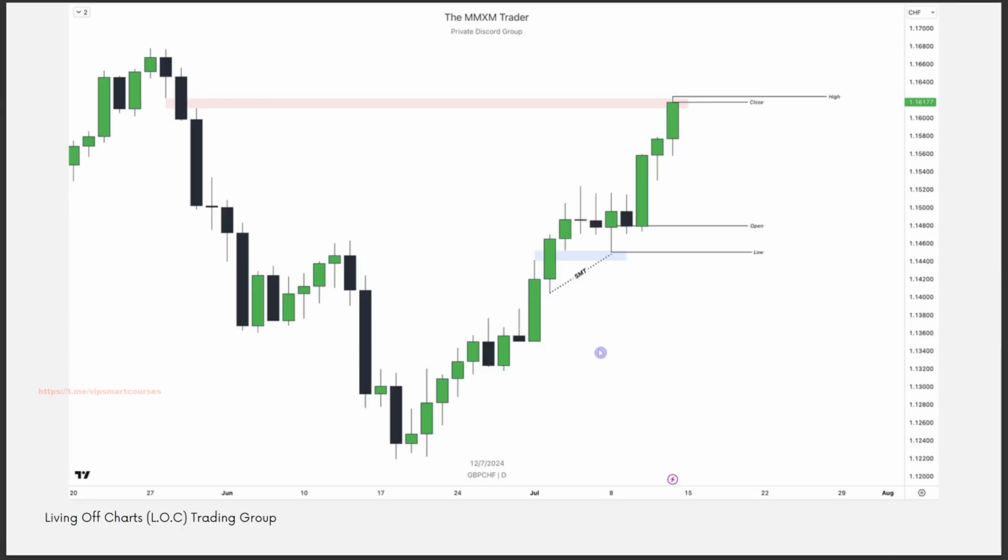Now let's go to the daily chart on GBP CHF. The call out was this fair value gap here. So we want to see price dip into that fair value gap. Again, we want to use SMT, and then an expansion higher is more probable.